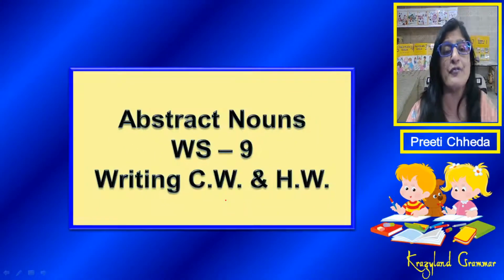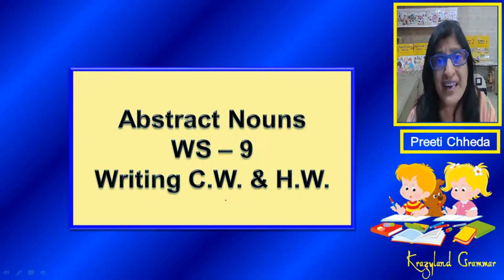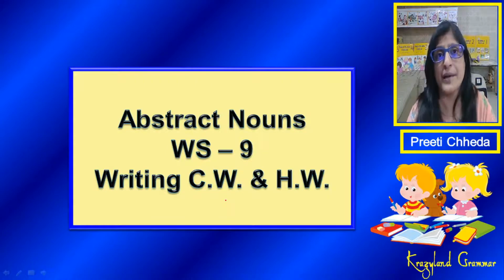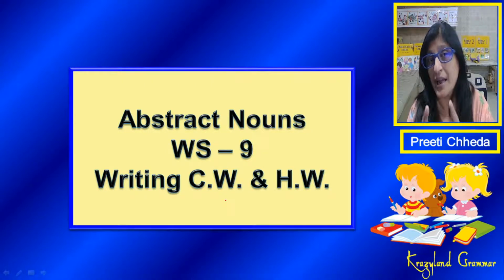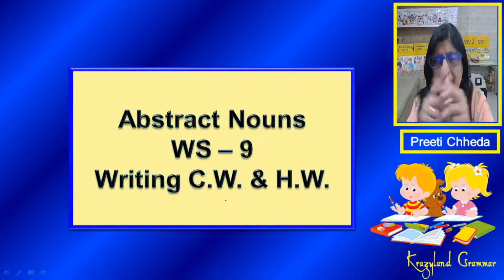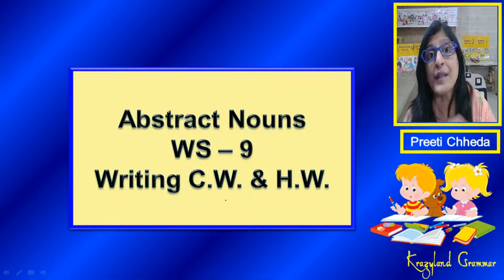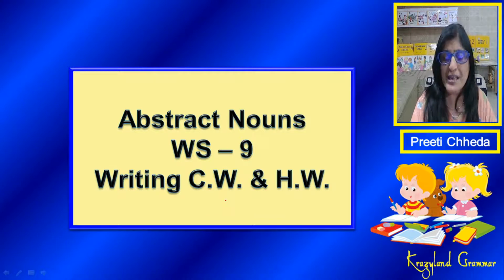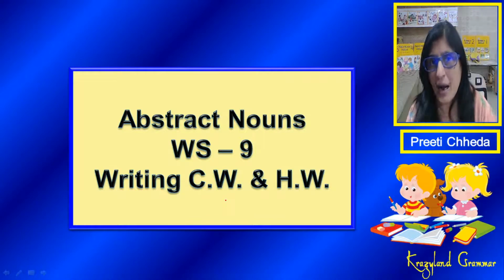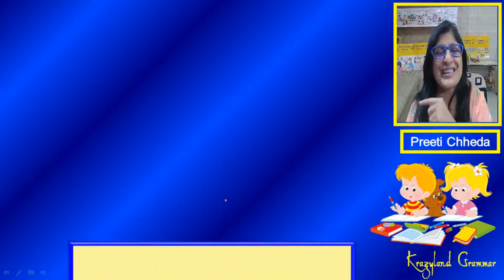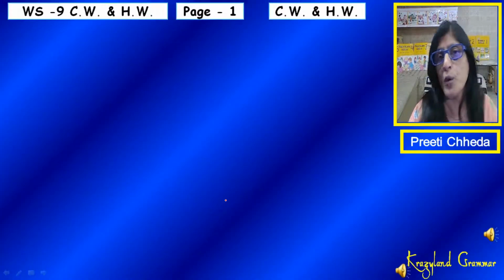Now what we have to do? We have already completed worksheet number 7. Some part classwork and some part homework, because then only you will come to know whether your concepts are clear or not. So let's do worksheet number 9, some part CW and some part HW. We start with worksheet number 9, page number 1.